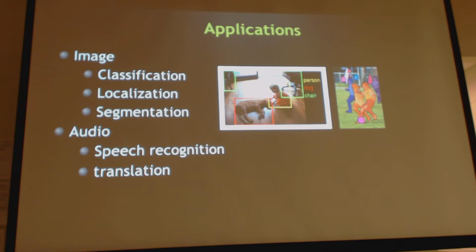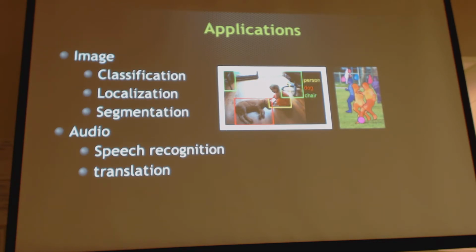In image, there are three big problems: classification, localization, and segmentation, with variants of this in different formats. Classification simply says, here's an image, tell me what's in it, or what's the subject of the image. Localization says, tell me what's in it and put a box around it. So that's what you see there, where you have child, dog, it says person.